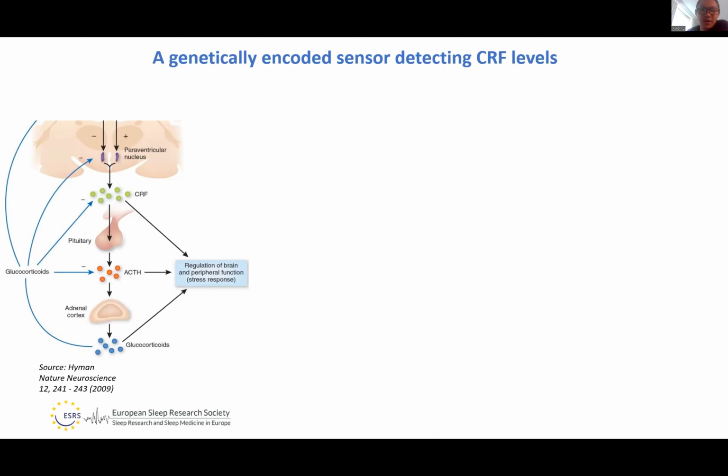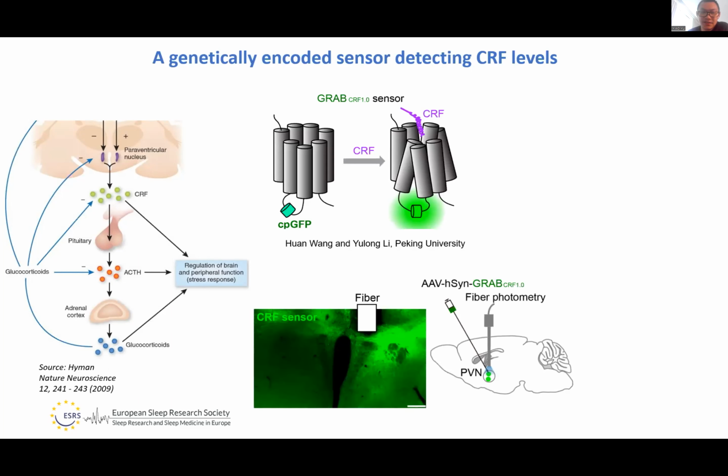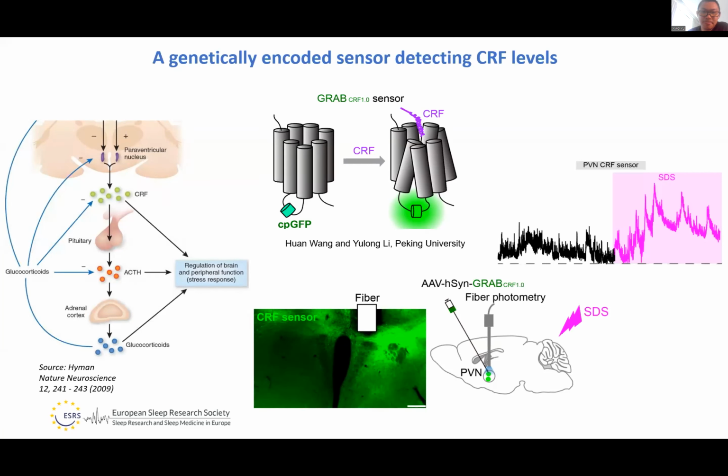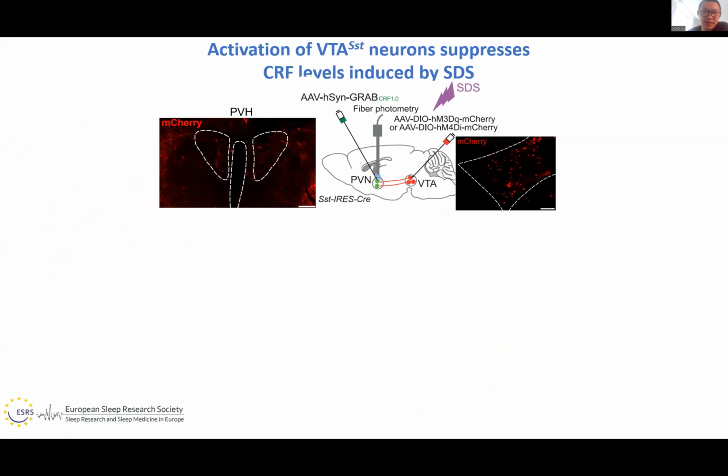Because corticosterone is produced through CRF, corticotropin-releasing factor, we next directly determined the CRF production in the PVN. Our collaborator, Professor Yulong Li at Peking University, kindly offered us a novel genetically encoded CRF sensor, which allows us to determine the CRF level in the brain. We expressed the CRF sensor in the PVN and observed increased CRF levels when mice responded to stress. So we used this sensor to investigate the connection between VTA and the PVN.